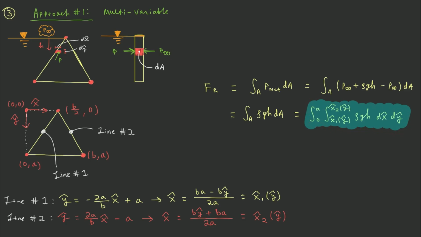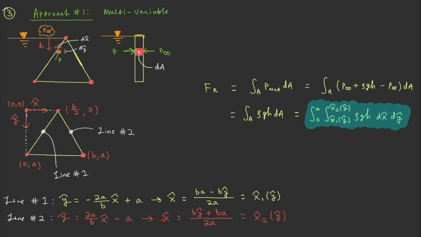So the integral from 0 to a, which is the integral from this point right here to this point right here, integrating from x1 hat y hat to x2 hat y hat, which is integrating from this line to this line. So essentially what this is saying is integrate my little differential element from this point to this point and this line to this line. And if you do that, you'll have differential elements that fill up this entire triangle. So this is what this two-dimensional integral ends up looking like.